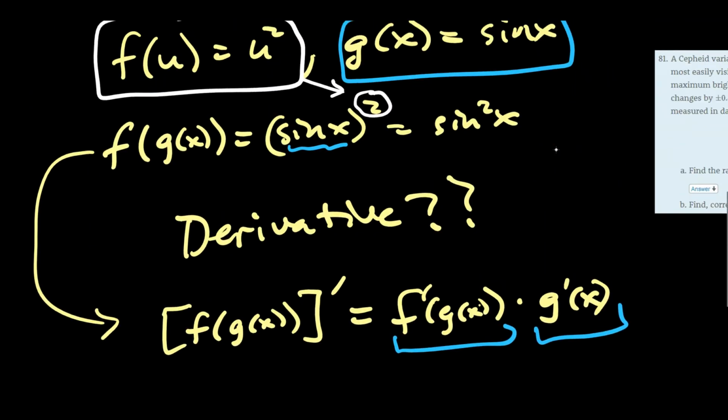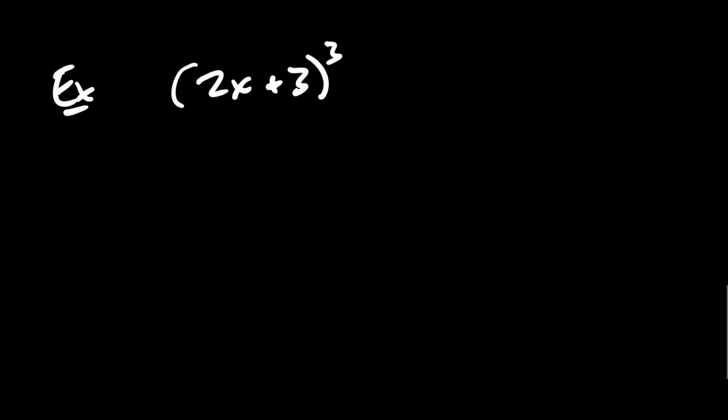For the one that we had up here, sine of x plus 3 quantity squared, that one I don't want to do just yet. I want to show you a different one. Let me give you an example of this. It could be something like 2x plus 3 quantity to the third power.